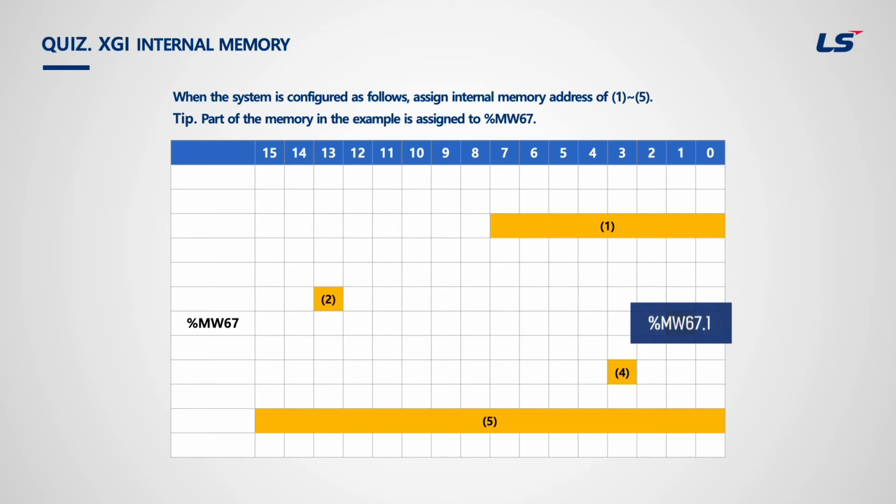So, it's MW67.1. Question number 4 is fourth bit of MW69. So, it's MW69.3. Question number 5 is the whole word of MW71. Answers can also be addressed in bit. However, it is more intuitive to express in word.